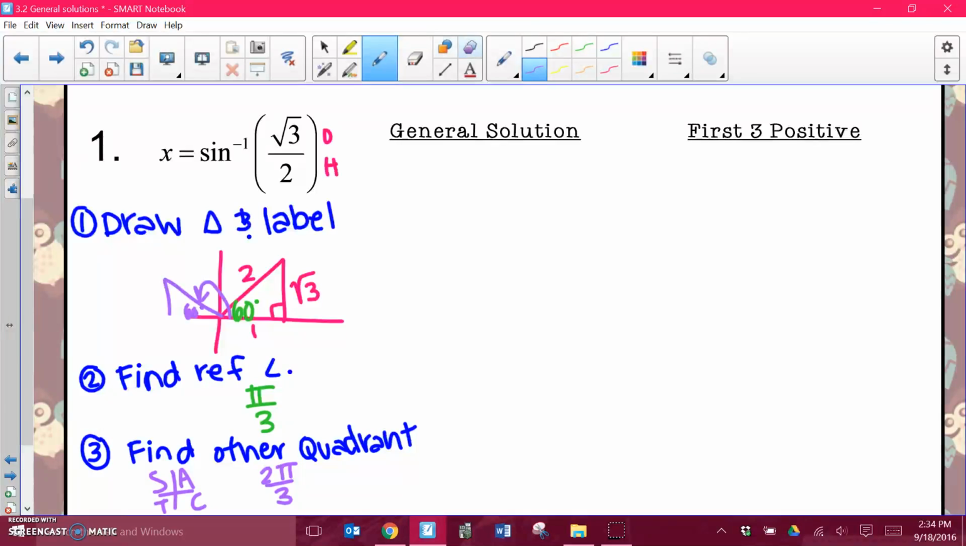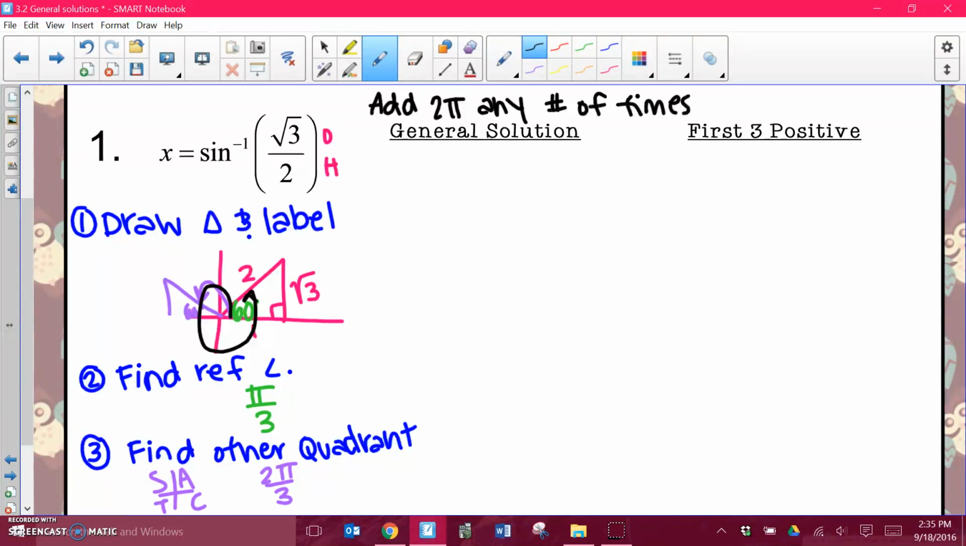For a general solution, all we're saying is we want to be able to find all of the answers to any of these equations. And remember, the easiest way to find another angle that gives you that same trig value is to continuously go around and around and around your circle. So for a general solution, all you need to do is add 2 pi, or 360 if it was in degrees, any number of times.